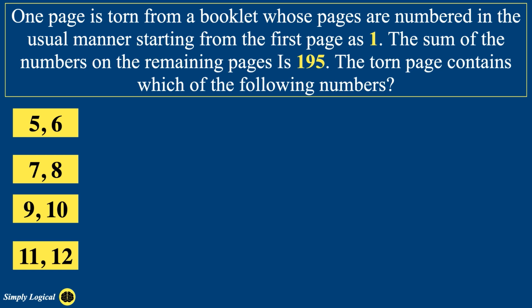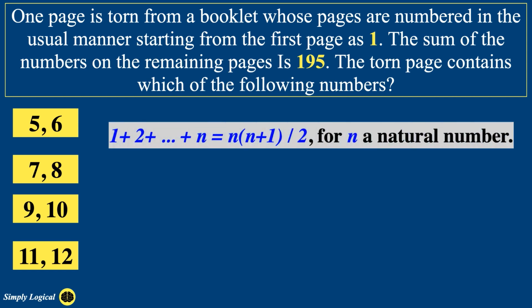First of all, it is important to know one of the most important formulas to solve these kinds of problems, that is the sum of n natural numbers. The formula is important here because the pages in the book are marked in the form of natural numbers, that is 1, 2, 3, 4, etc. We know that the sum of all the numbers from 1 to n can be calculated by using the formula n into n plus 1 divided by 2, where n is the last number in the series. Remember, this formula is applicable for only positive natural numbers.